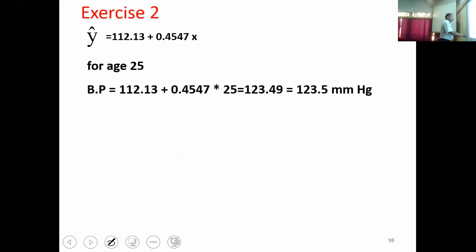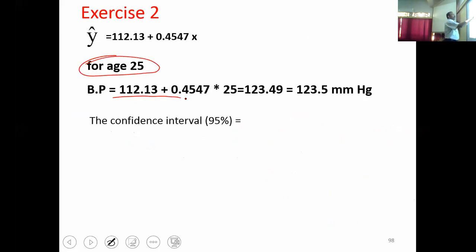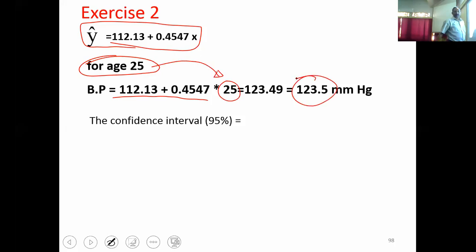Right. From exercise 2, we will take a predicted value for an age of 25. So this is my predicted equation. I can simply substitute 25 here and get the value. So at the age of 25 years, on an average, we are having blood pressure of 123.5 millimeter of mercury. So that is the example that I took.